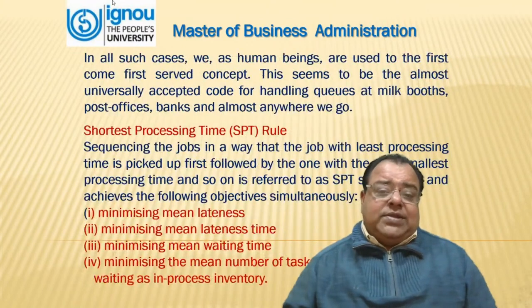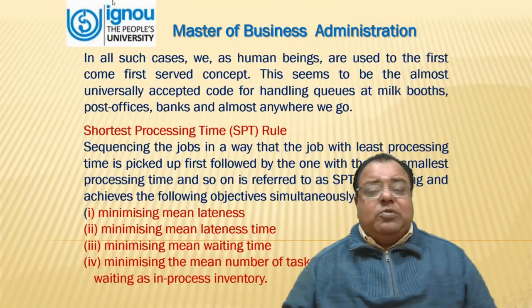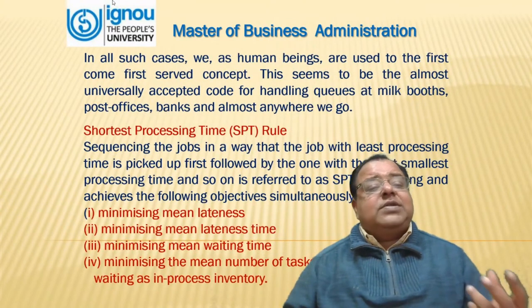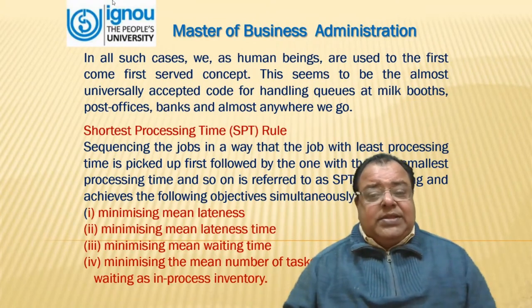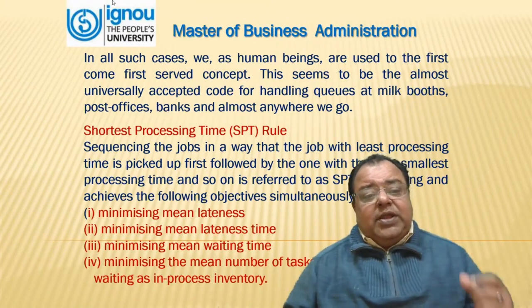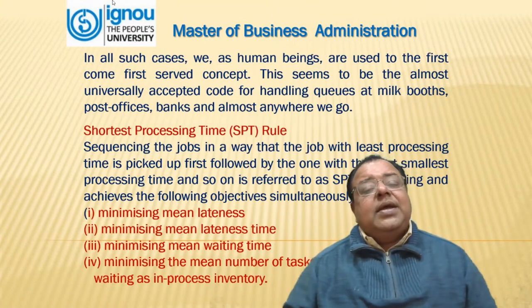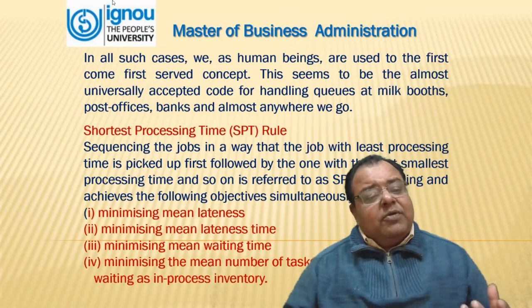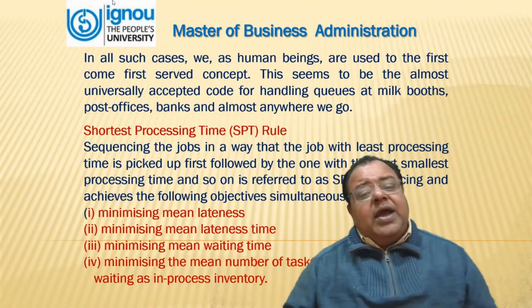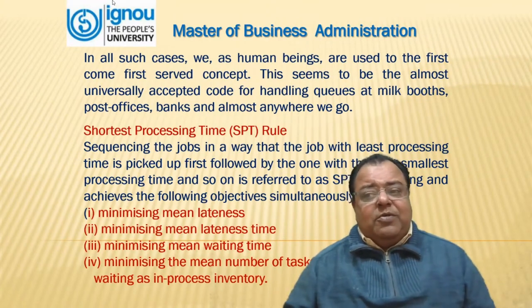In all such cases, we as human beings are used to the first come first serve concept. This seems to be the almost universally accepted code for handling sequences at milk booths, post offices, banks, and almost everywhere we go.